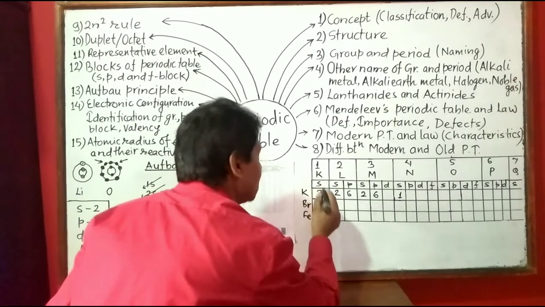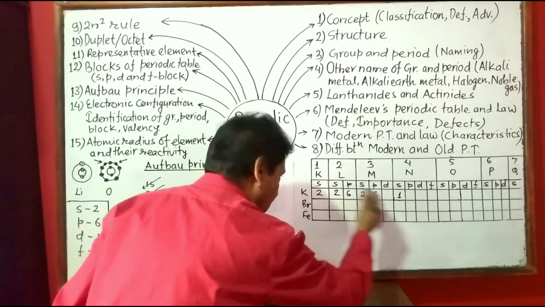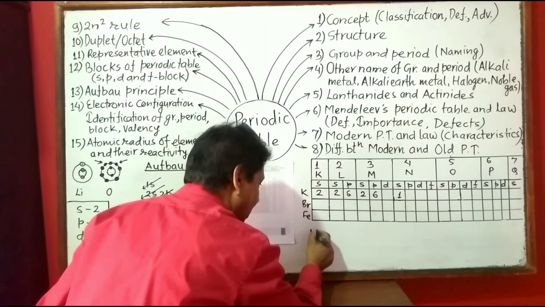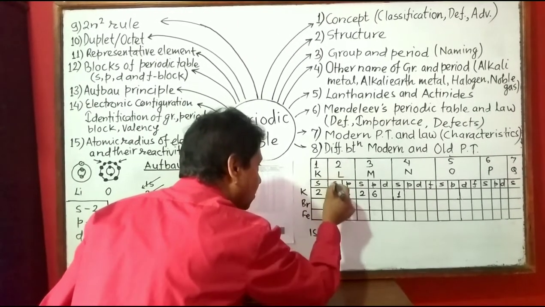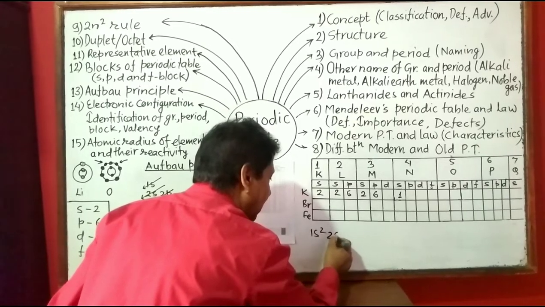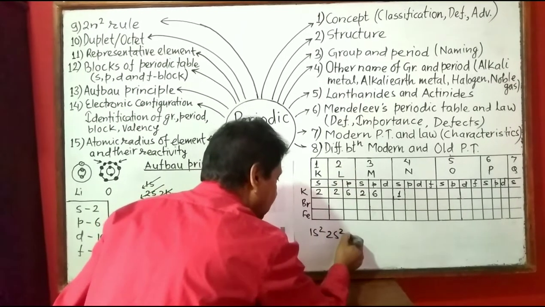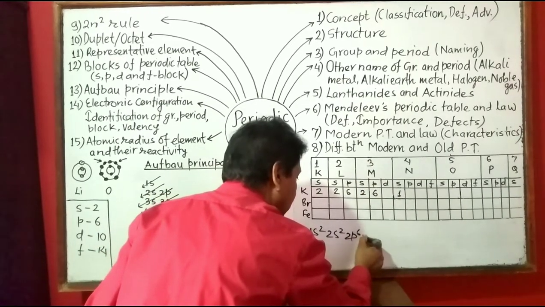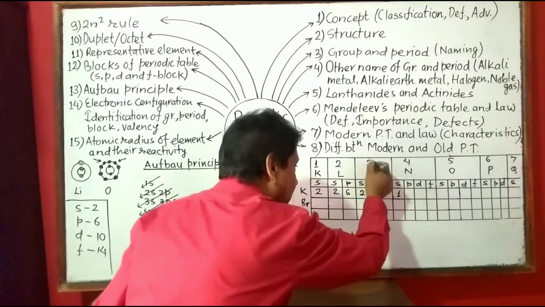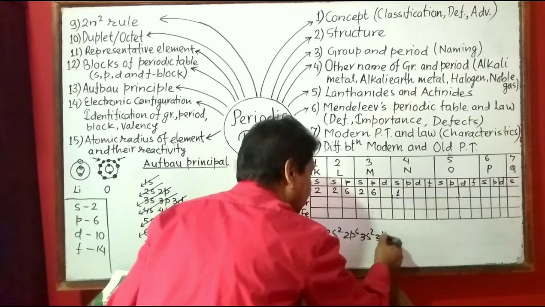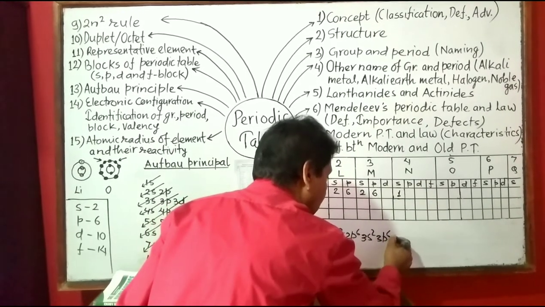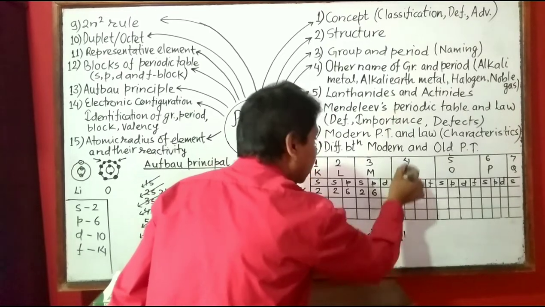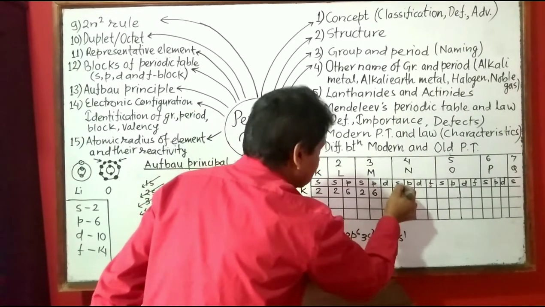Now, if you want to write the same in another way, you can write this way also: 1s2, 2s2, 2p6, and 3s2. In the same way, 3p6, and 4s1. The last electron entered into the fourth cell s subcell.